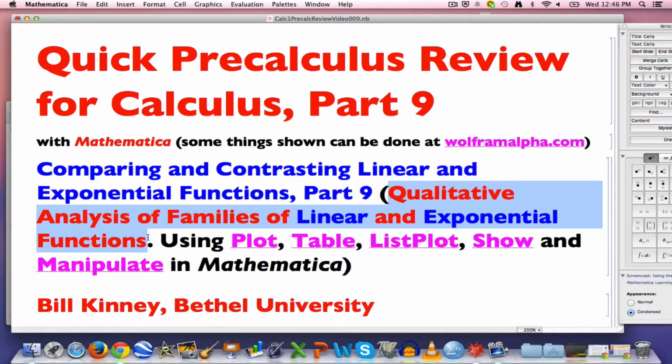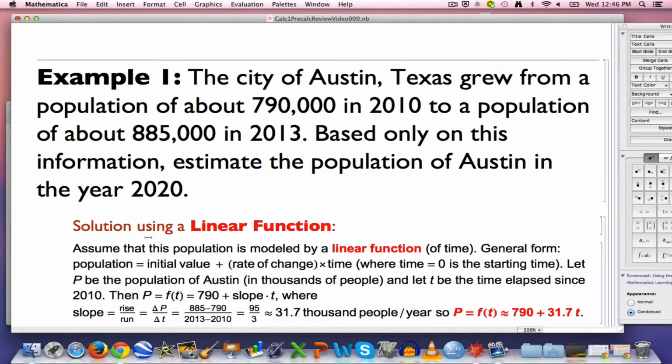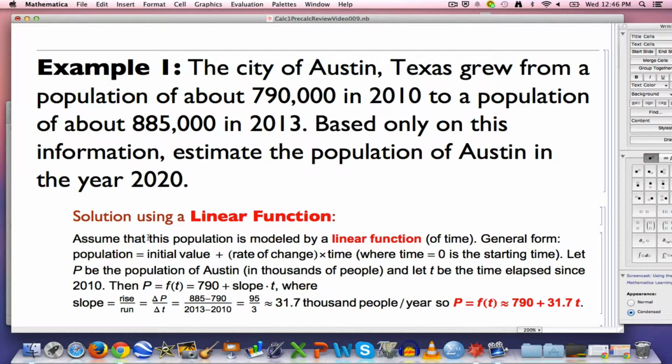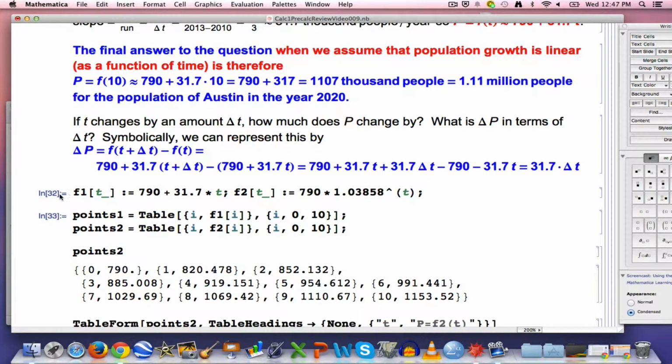We've been doing all our work in the context of two main examples, very common types of examples: population growth and car depreciation. Here's the population growth problem. If you haven't watched these videos yet, you might want to pause it and write this down and try to solve it. First try a linear model, then try an exponential model to estimate the population of Austin in the year 2020. Here were the answers that I got as approximate models.